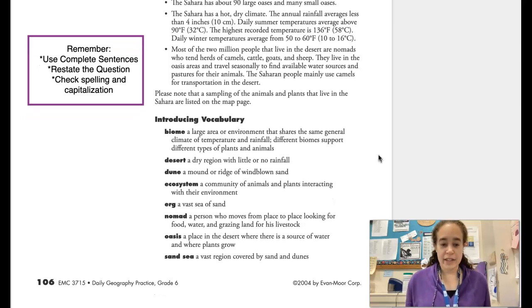One of the other keywords is ecosystem. You might have used ecosystem in science class this year. An ecosystem is a community of animals and plants interacting with their environment. Some of the words that will look familiar are nomad and oasis. Remember, the plural of oasis is oases. You'll see that word show up in one of the questions.